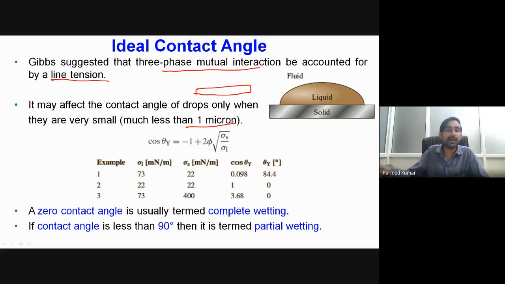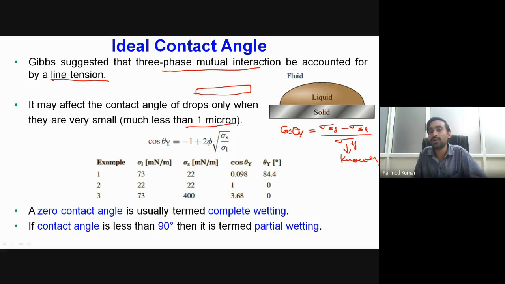Now, you have seen from the previous slide that cos theta Y is related to sigma SF minus sigma SL divided by sigma LF. One important point to see here: we have a single equation, and in it only the value of sigma LF is known from our earlier knowledge of surface tension measurement, whereas we do not know the values of sigma SF and sigma SL.